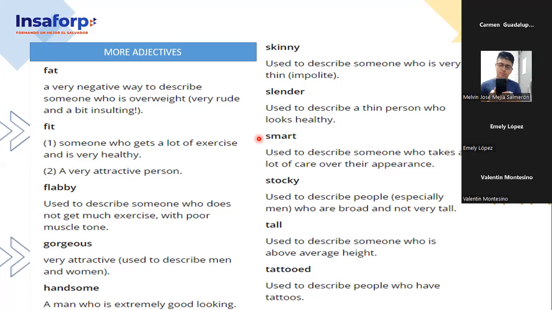Yes, teacher. Yes, teacher. Okay, yes, teacher. Now, let's go with the next one, and I will need Valentine's. Valentin Montesino. Hi, teacher. Hello, can you help me with the next one? Okay, stocky.